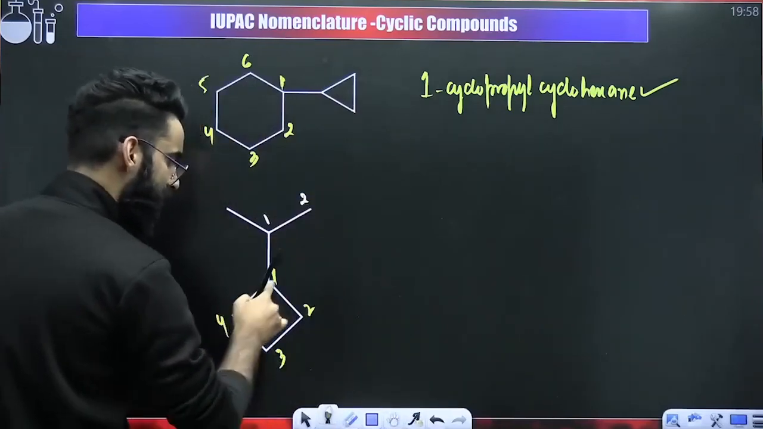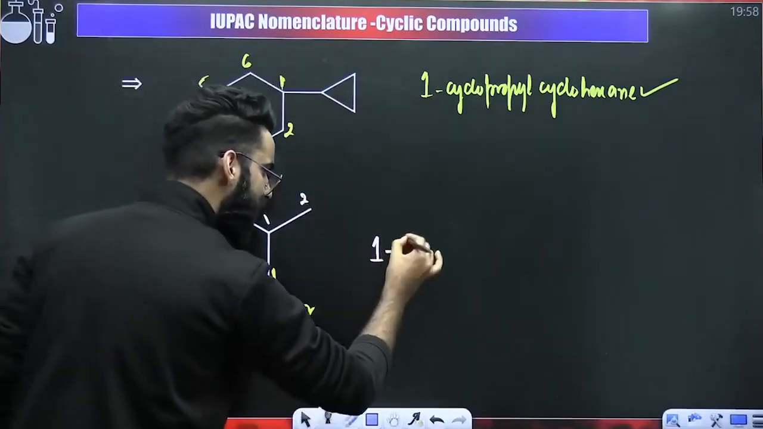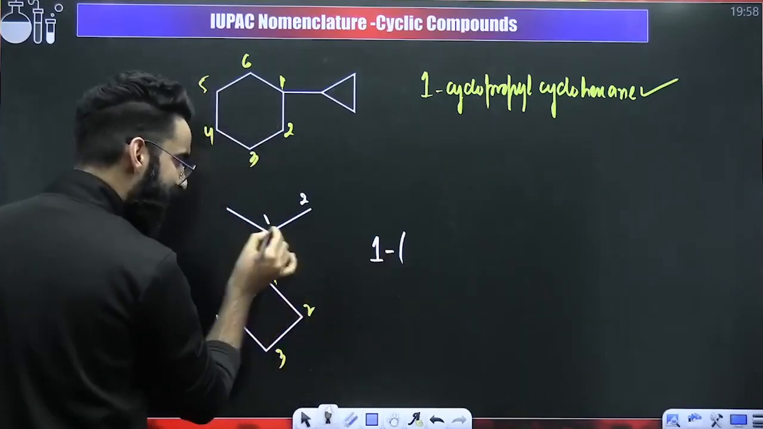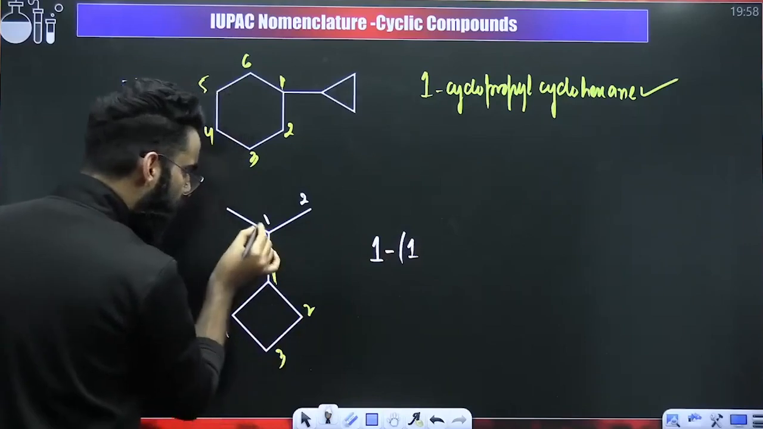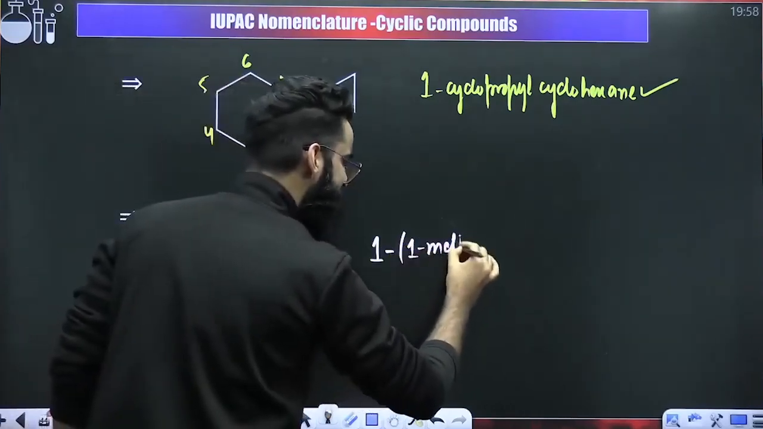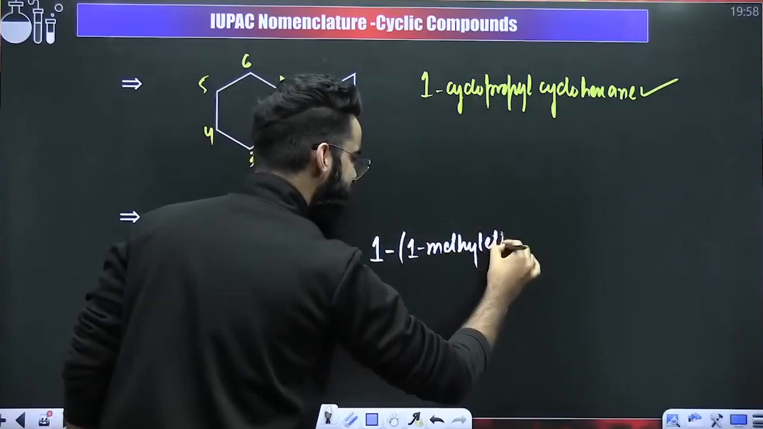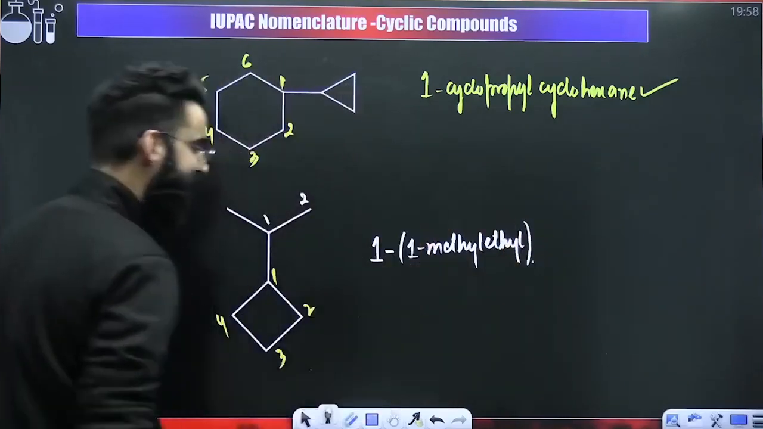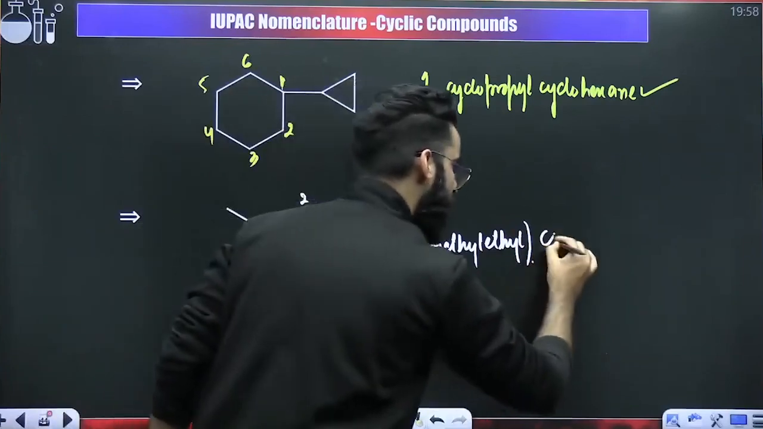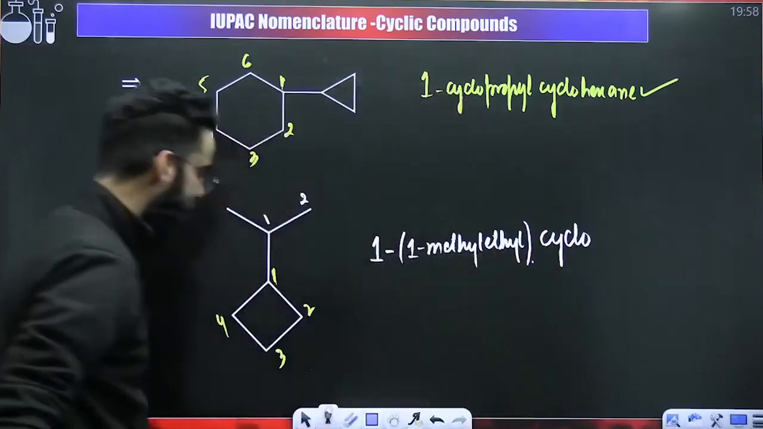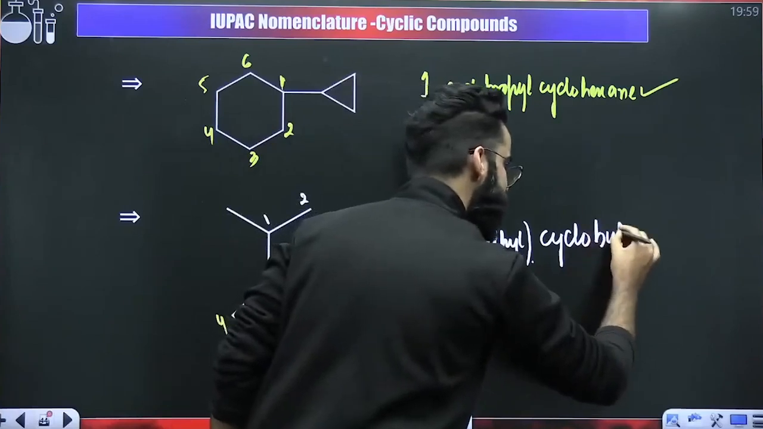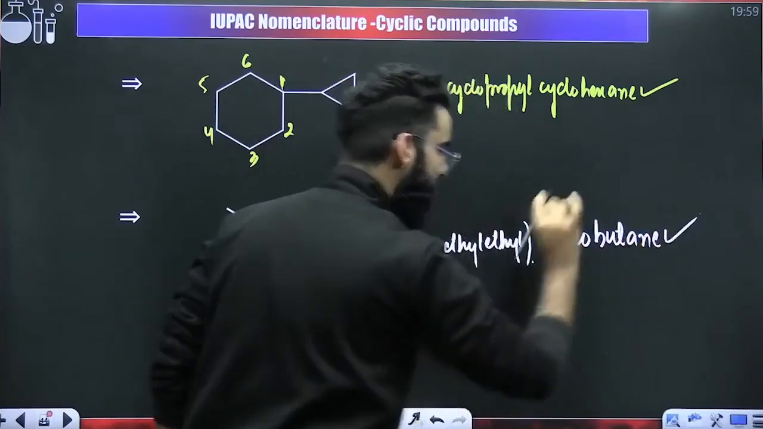At carbon number 1, I'll write 1 methyl ethyl. 1 methyl ethyl. Done? Then this ring is cyclic, so it's cyclo. How many carbon atoms? 4. So it's but. Everywhere, single bond. Butane. Done and dusted?